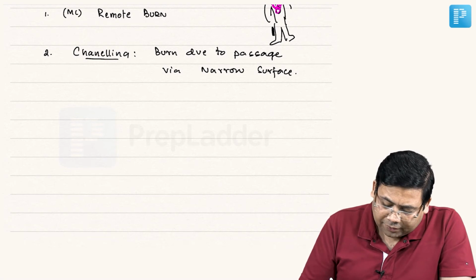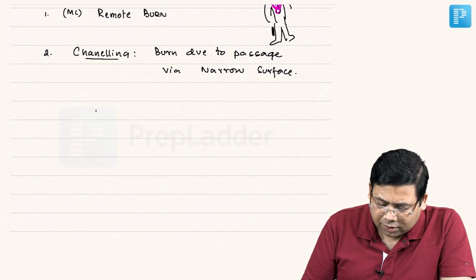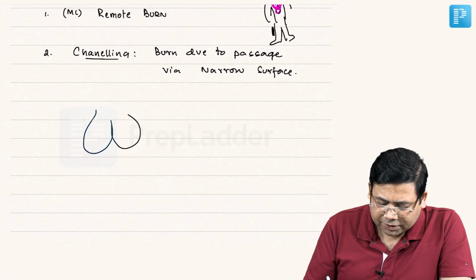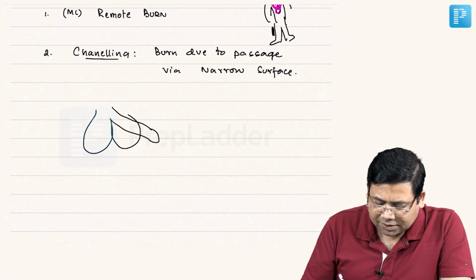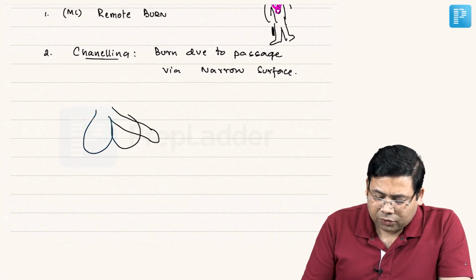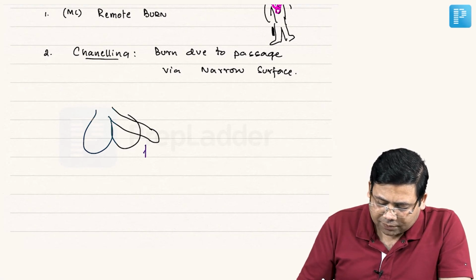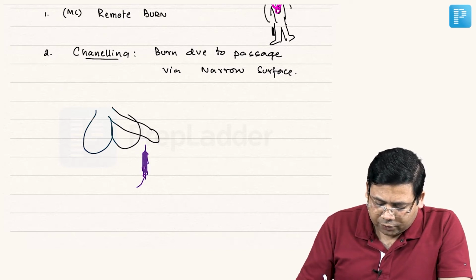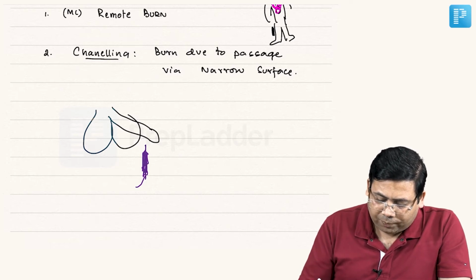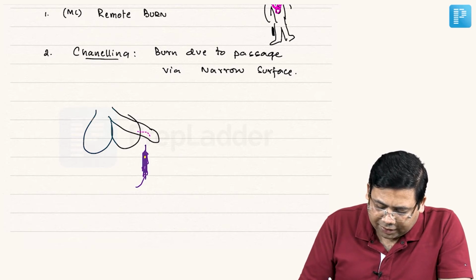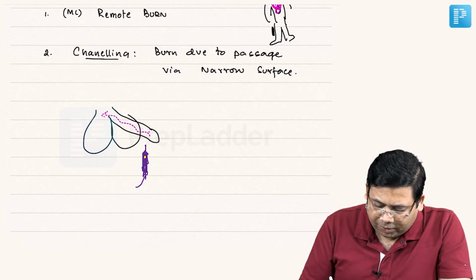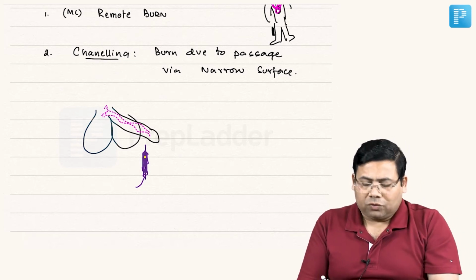Now, try to understand. Let us take an example of scrotum and penis. Imagine this is the penis, and you are doing a circumcision using this monopolar electrosurgical unit. Do you know what is going to happen? The moment you press the button, the current has to travel here. The problem is the current has to travel at the narrow exit of the root of the penis.